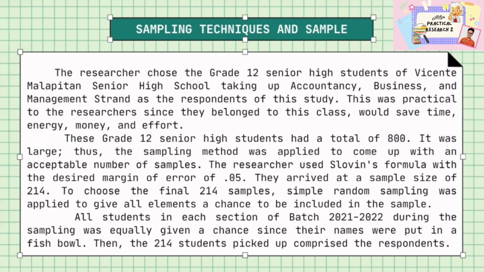mentioned, beginning with the total population, the Slovin's formula, a way to get the sample size, and finally, the type of sampling technique. That's with the second paragraph.